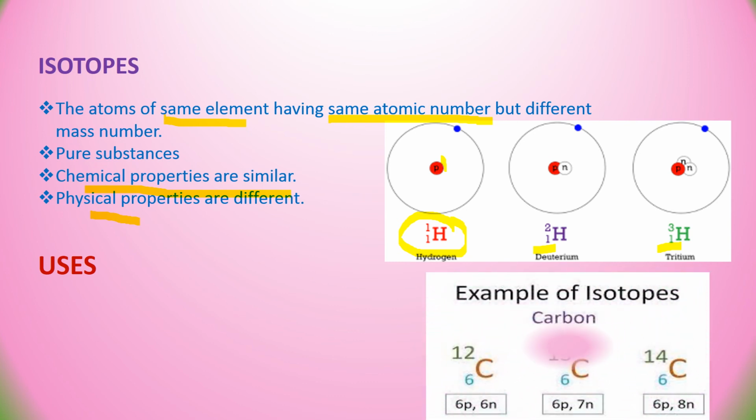One more example for you. See carbon, the atomic numbers are the same, that is 6, but the atomic mass is different. Atomic numbers are the same, see 6, but atomic masses are different. And mass number is always calculated by addition of P and N, that is protons and neutrons.